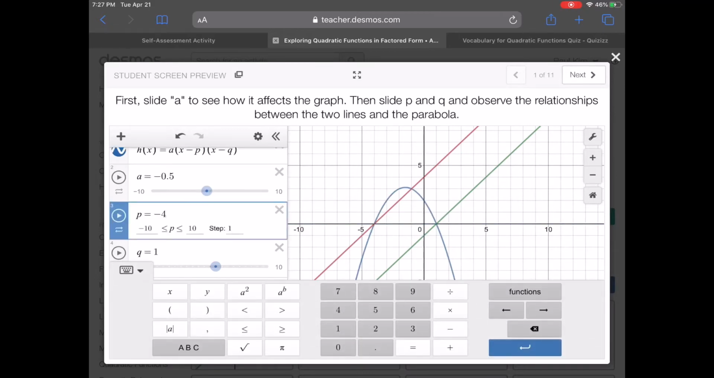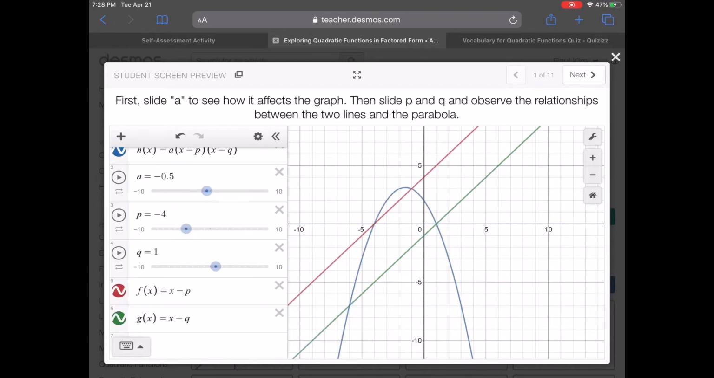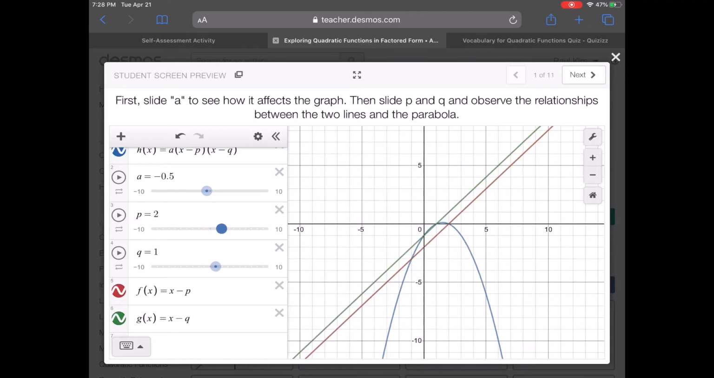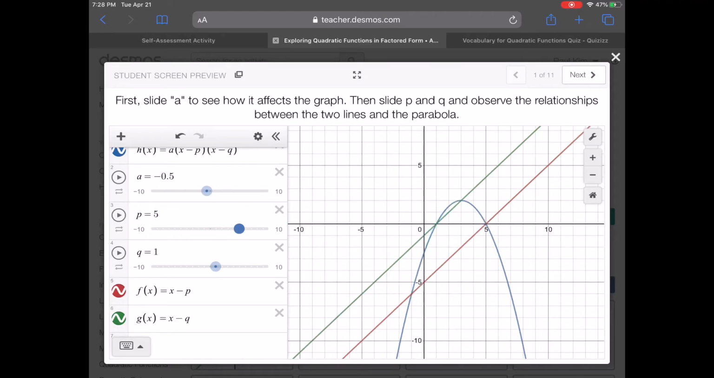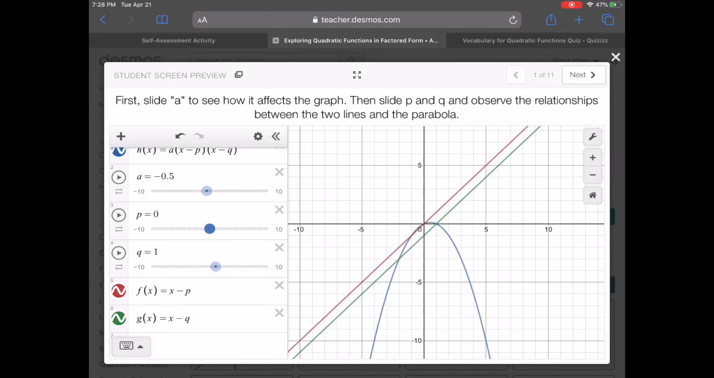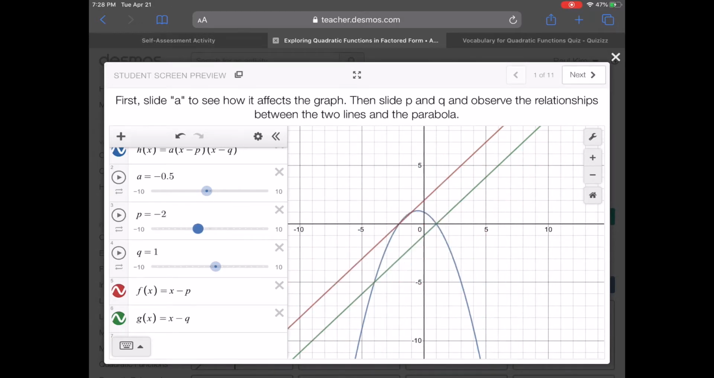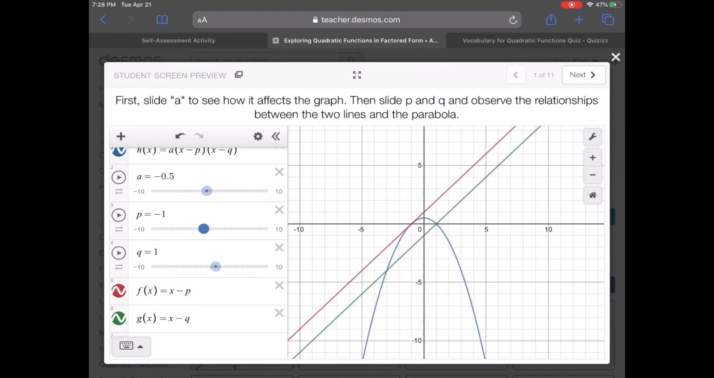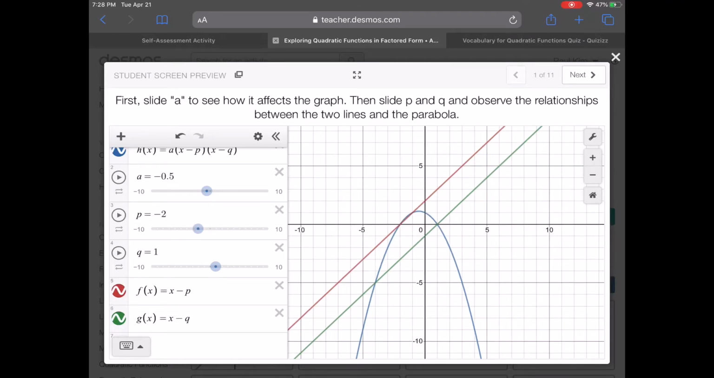If you look at the p-values here, look at how that corresponds to the line itself and where it crosses the x-axis, right? If you notice, as I move my p-value, my red line is moving. When p is at -2, let's say, do you notice how I have an x-intercept at -2?